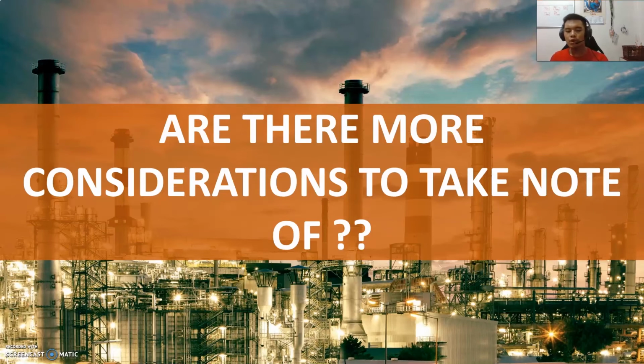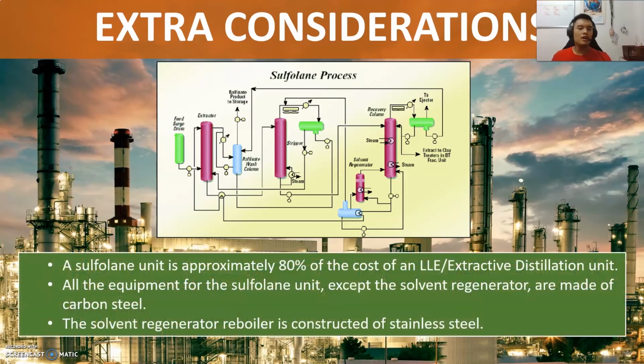And are there more considerations to take note of in terms of equipment design? Well, there are. A sulfolane unit is approximately 80% of the cost of a liquid-liquid extraction or extractive distillation unit. All the equipment for the sulfolane unit except the solvent regenerator are made of carbon steel. So the material of construction for each of the equipment must be of carbon steel manufacturing design.